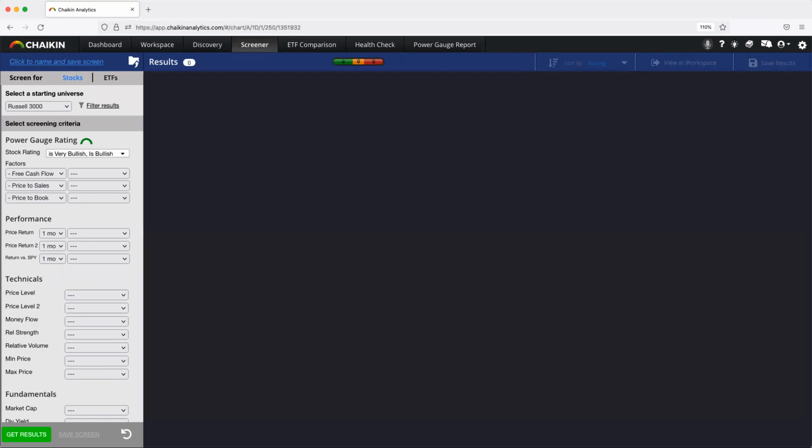Now, there is a lot of criteria, of course, in the screener. If you're just getting started, you may look at this and say, I'm not really sure where to go. Well, that's why we've created preset screens. These preset screens can be used as they are out of the box. I certainly do quite often, and I also modify them from time to time as well.